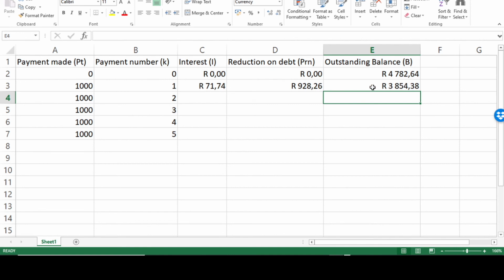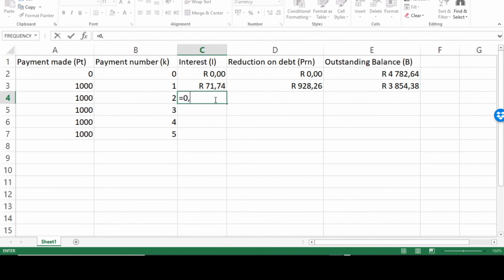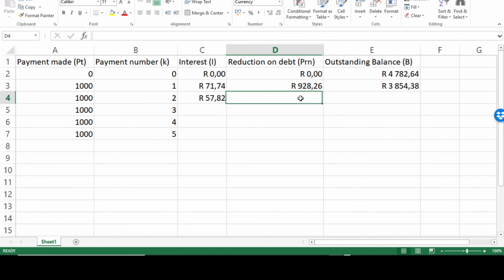So now my outstanding balance is this 3,854. So the interest for time period T1 to T2 will then be again my 0.015, and I multiply that with my outstanding balance. So that's my interest part for that time period. So to get the principal part of my 1,000 rand payment, I just take the 1,000 rands and I subtract from that the interest portion. Okay, so that's the 942 rands.